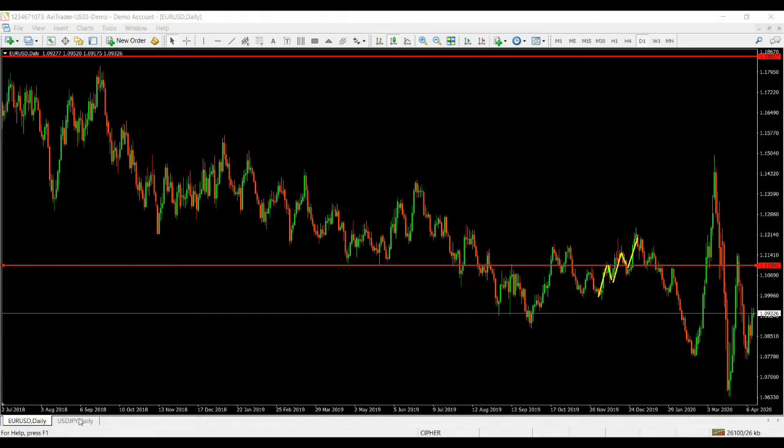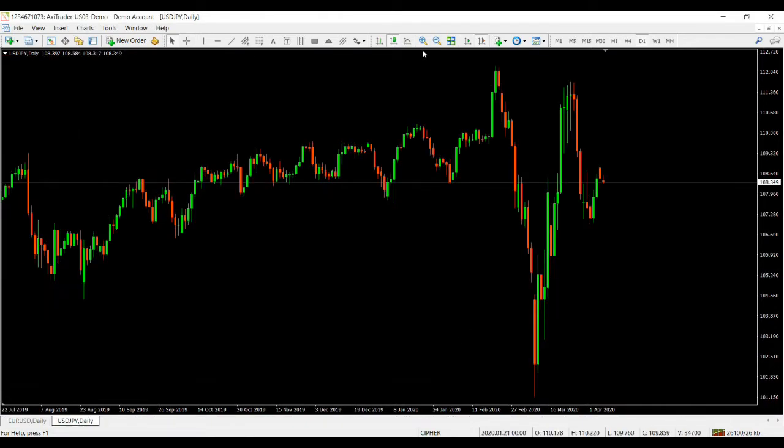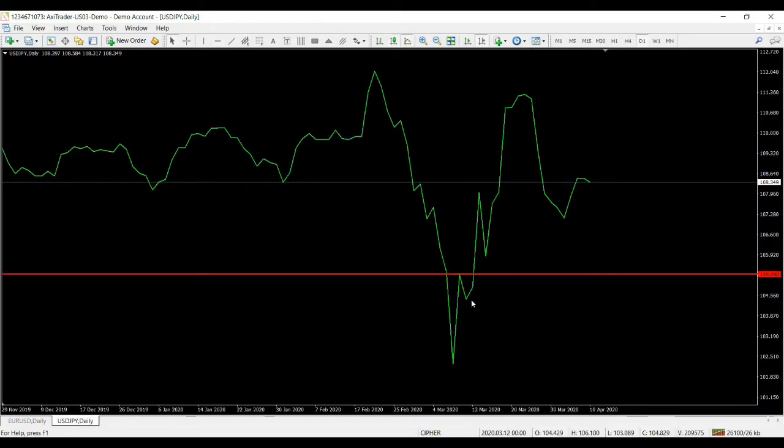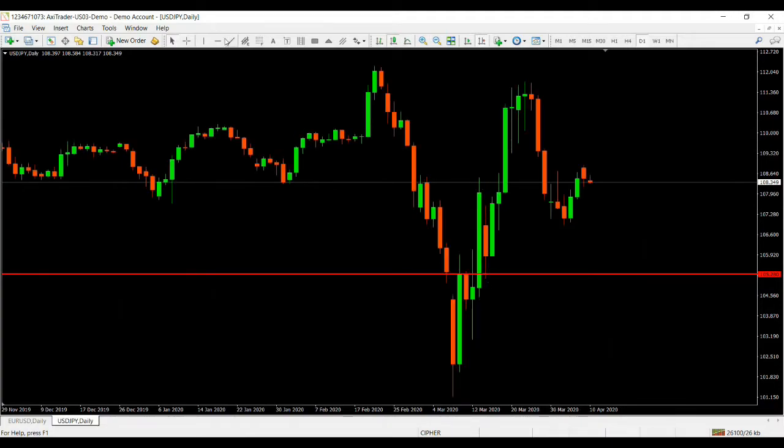Okay, let's move to USDJPY and see some examples. See here, recently up, down, bounce. See here, exactly, up, down, up. Now the resistance has become a support. From there, as you can see, the bounce.